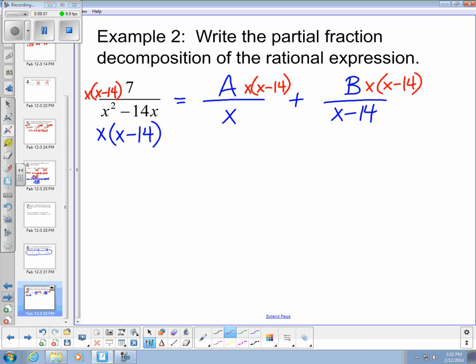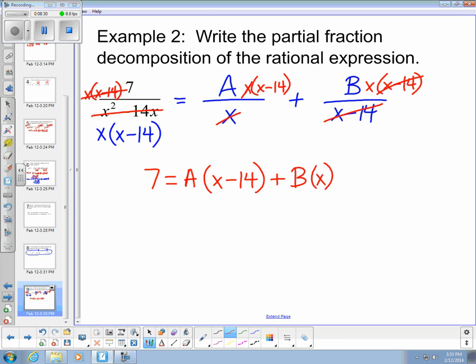So on the left side of the equation, the whole denominator cancels because that's where we got our common denominator from. So I've got 7 equals. On this first fraction on the right side, the x's will cancel. So I have a times x minus 14 plus, on the second one, the x minus 14's cancel. So I just have b times x.